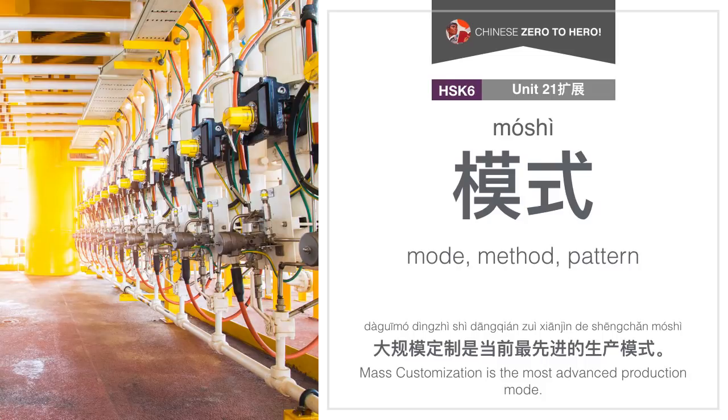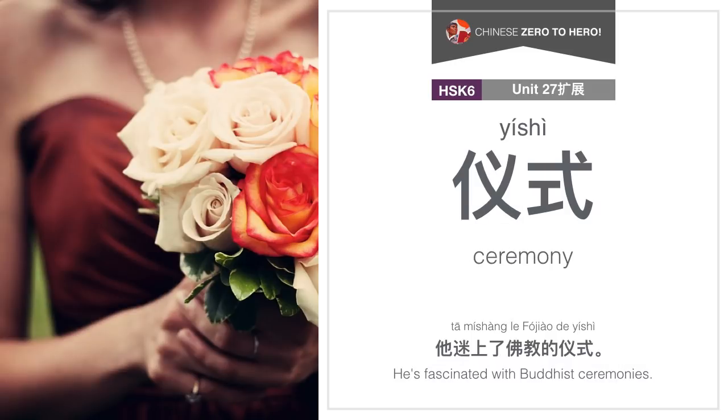And in HSK 6, we also learn the word 模式, meaning mode, method, or pattern. 大规模定制是当前最先进的生产模式。Mass customization is the most advanced production mode. And in HSK 6, we also learn the word 仪式, meaning ceremony. 他迷上了佛教的仪式。He's fascinated with Buddhist ceremonies.